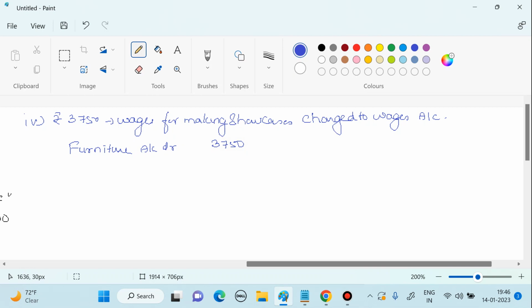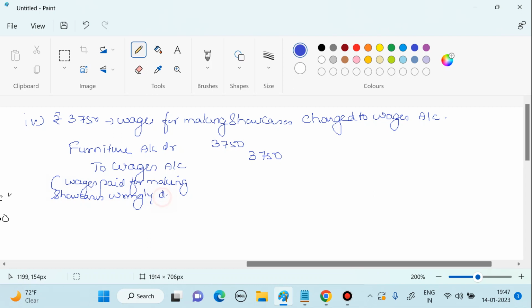Wages is the amount paid to the workers for creating the goods. So that debit has to be rectified by giving a credit here. So here, wages paid for making showcases wrongly debited to wages account, now rectified.